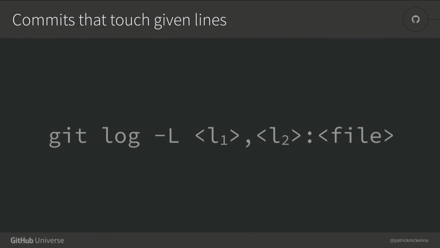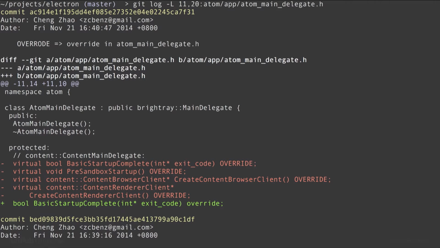Finally, just a little bit of an aside, you can get the history of given lines of a file on the command line. So again, fairly straightforward syntax here. So L1 and L2 are the beginning and the ending lines that you care about, :the file name. And this would be an example again of this. So give me the history of lines 11 through 20 in the Atom main delegate header file. So really handy to be able to find things quickly.